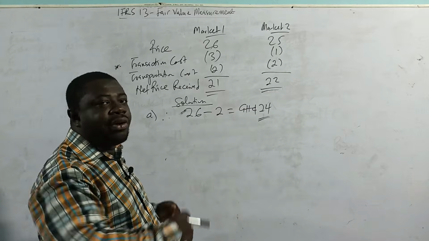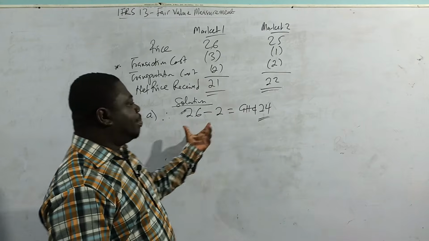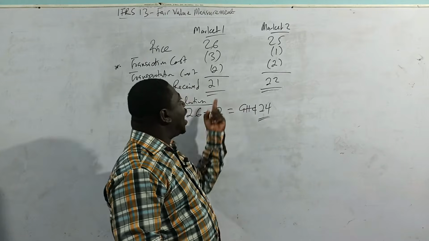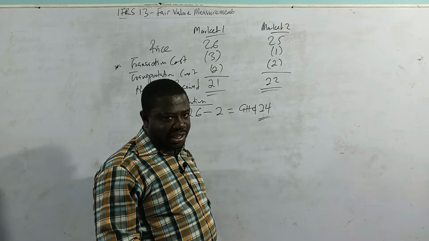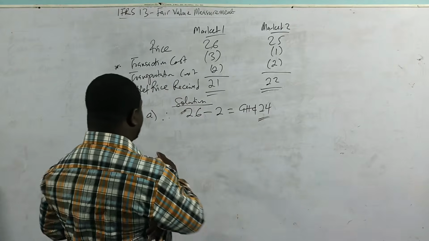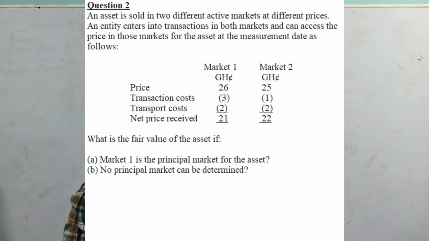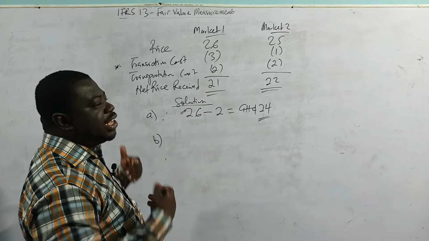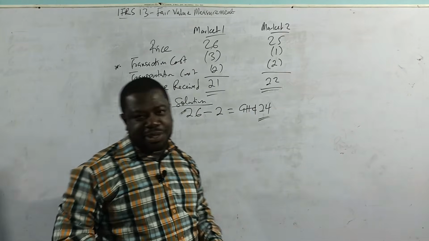So this is the answer for the first requirement. But you have to explain. I told you for standards, you write English to explain why you have excluded the transaction cost, which will be part of the marking scheme. Then requirement B. What is the fair value of the asset if no principal market can be determined? So in this case, requirement B is telling us to assume that none of the markets is the principal market.